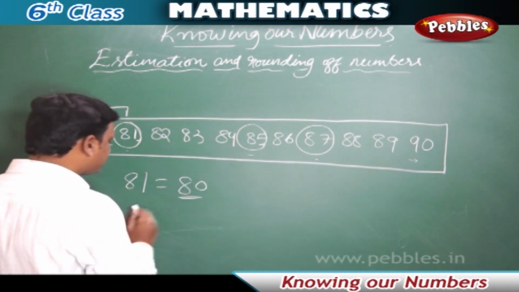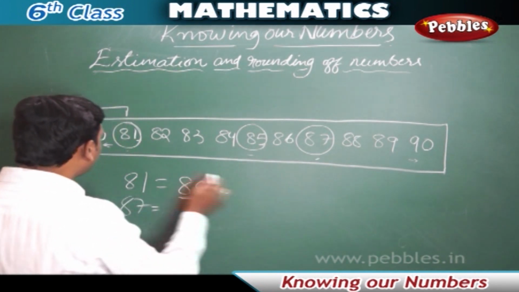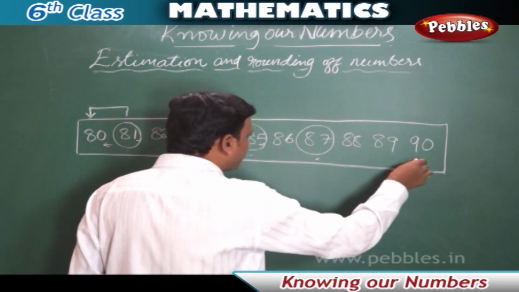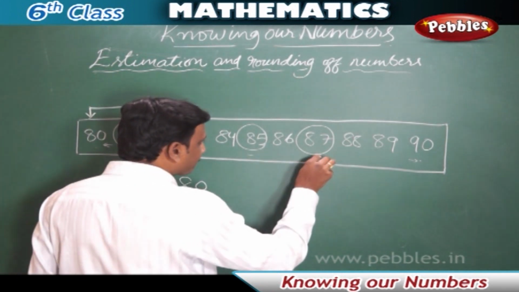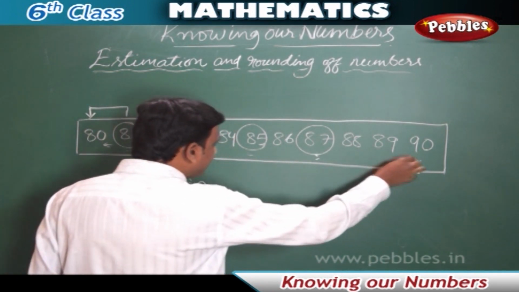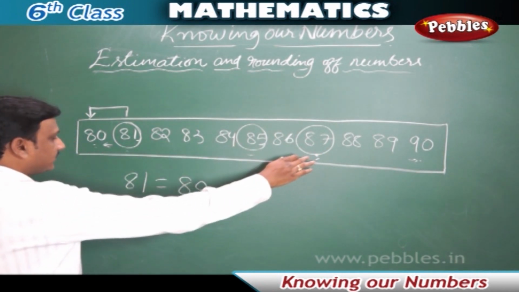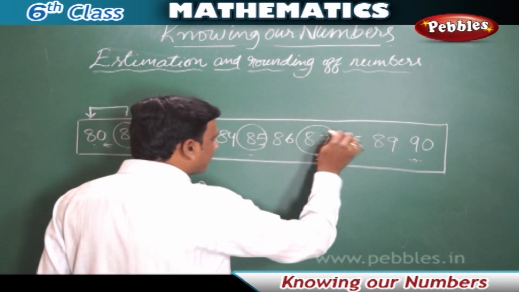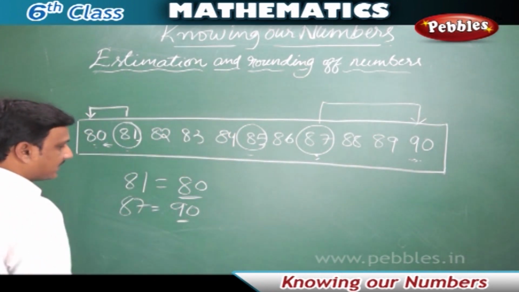Now let us take 87. Even 87 is in between 80 and 90, 10 places. So 87 is closest to 90 compared to 80. 80 is far from 87 because it is close to 90. So 87 will be rounded off to 90.